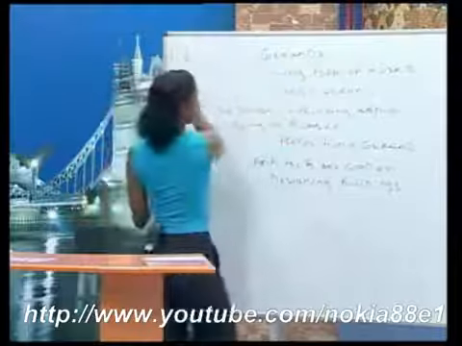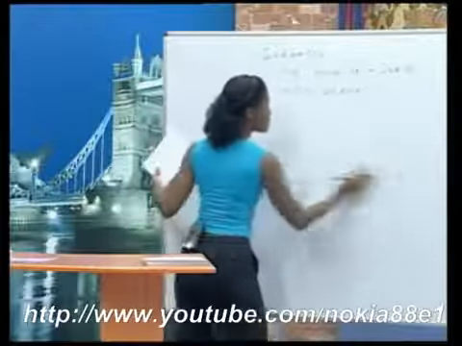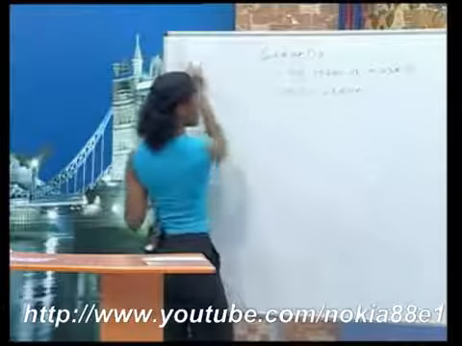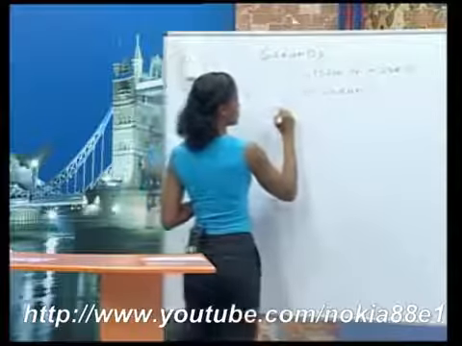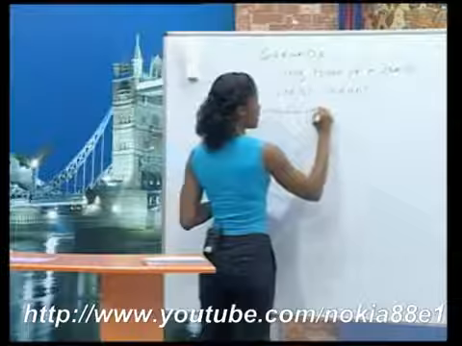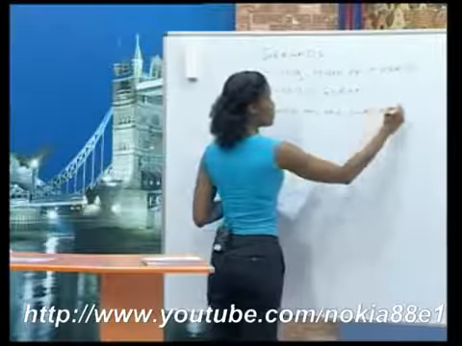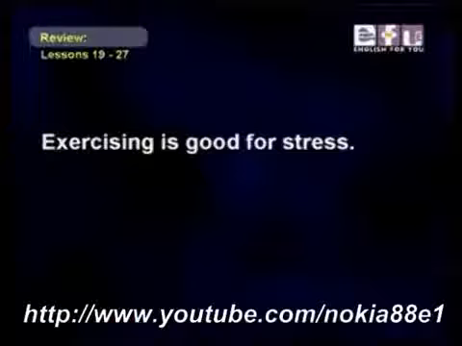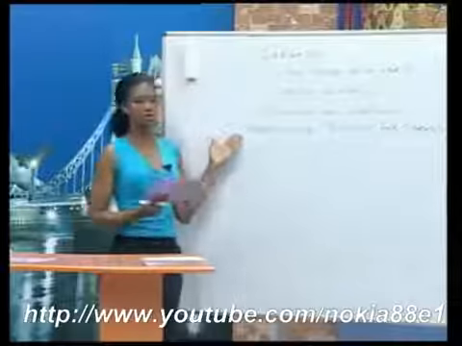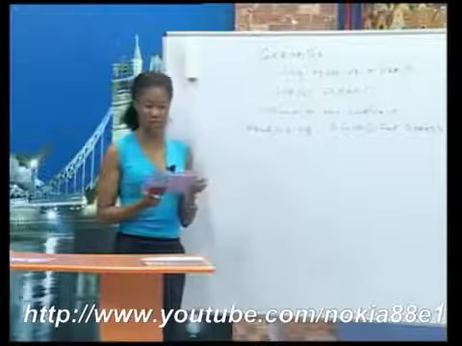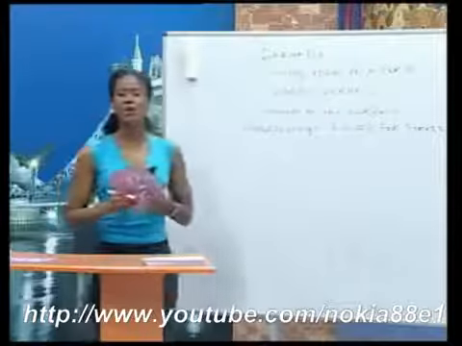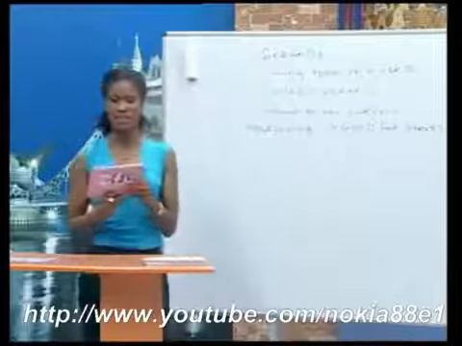Okay, or a gerund can be the subject of a sentence. Gerund as the subject. For example, our first sentence, exercising is good for stress. Okay? Exercising is good for stress, so your gerund as the subject. Okay, now we're ready to practice gerunds.